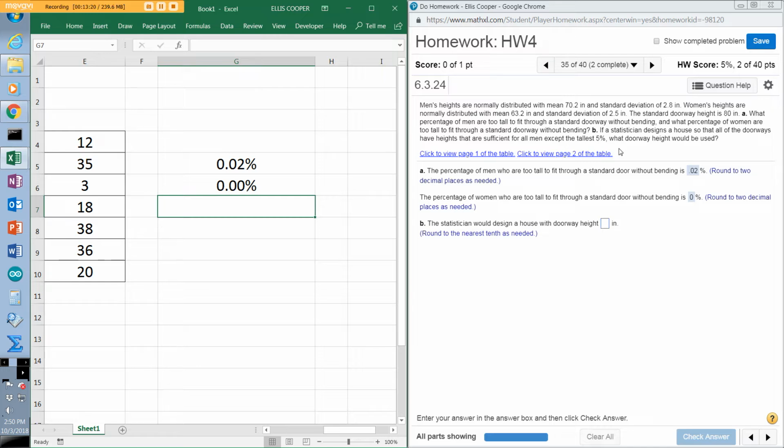So what they're talking about is what is the height of a man such that 5% of all other men are above that height. So I'm trying to go from a probability to a score. I need to know a height such that all the men taller than that height constitute 5% of all possible men. So that 5% is a right tail cumulative probability.